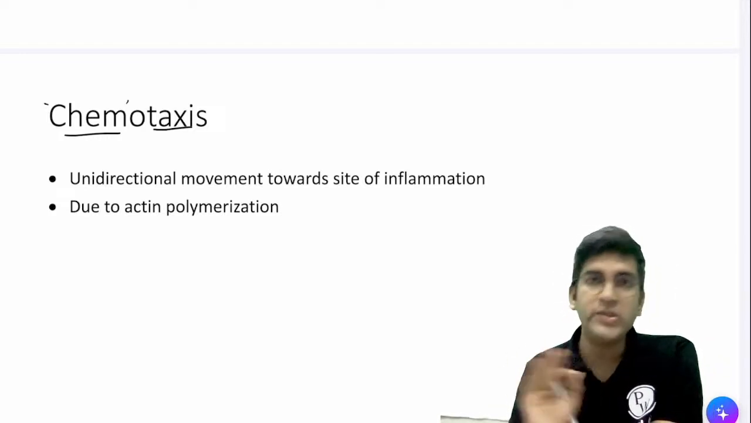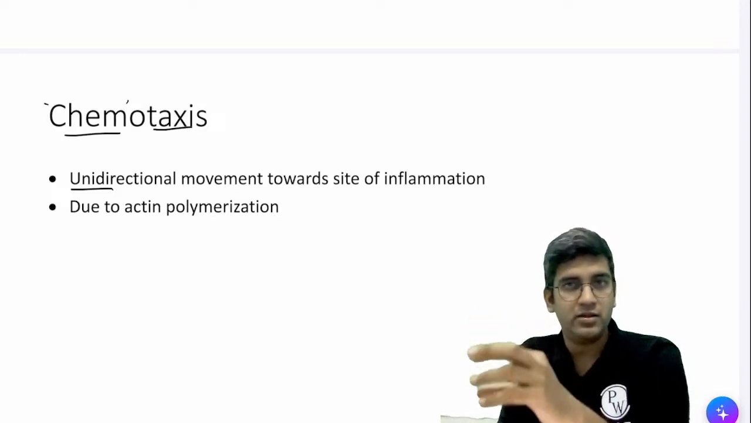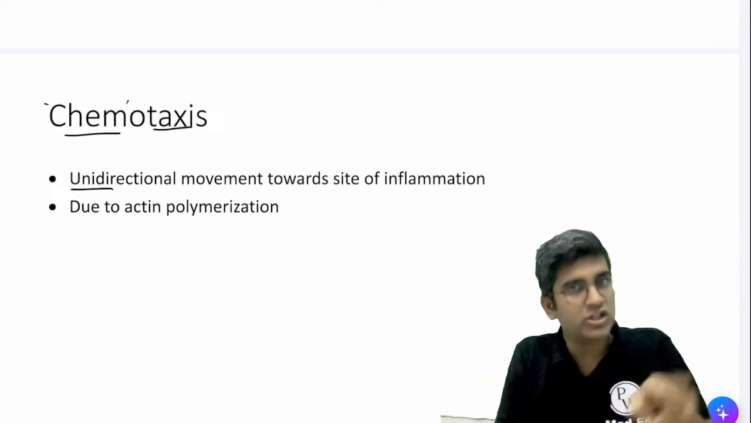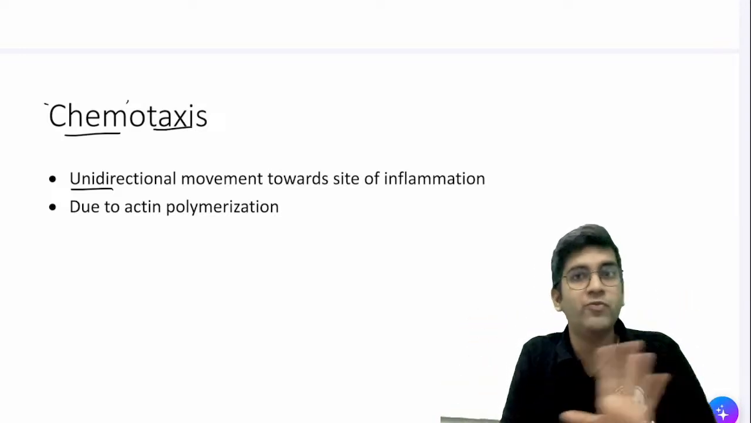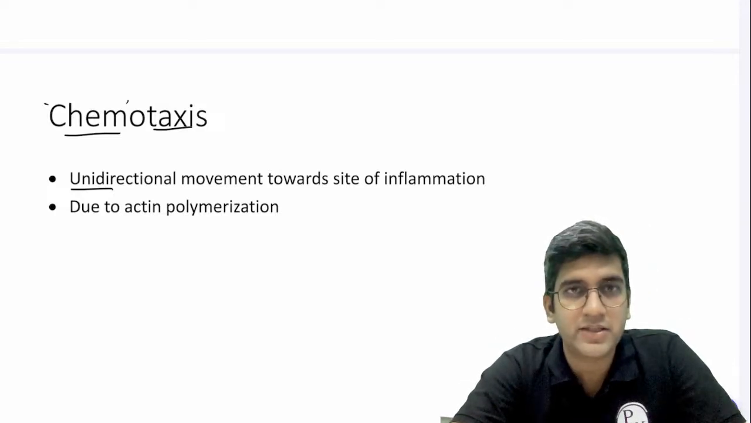This movement is unidirectional, which means a cell can go to the inflammation site, it will eat and it will die. It cannot come back to the normal blood vessel. Hopefully it doesn't come back, because if it does, we need to have the backflow once again. Just give me a second.